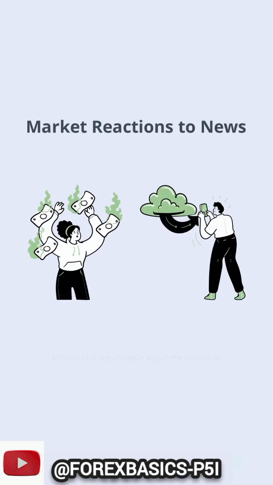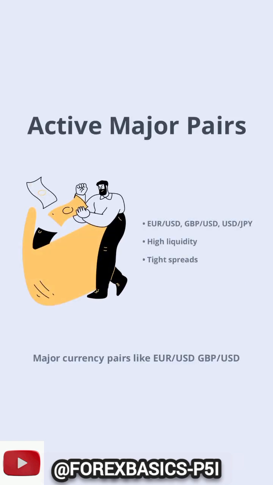When US economic reports come in better or worse than expected, the Forex market can react dramatically. The US dollar may surge or drop quickly, affecting all related currency pairs. Traders need to be ready for sudden moves and have a plan in place to manage risk during these volatile periods. Major currency pairs like EUR-USD, GBP-USD, USD-JPY, USD-MXN, and USD-CAD are especially active during the New York session.